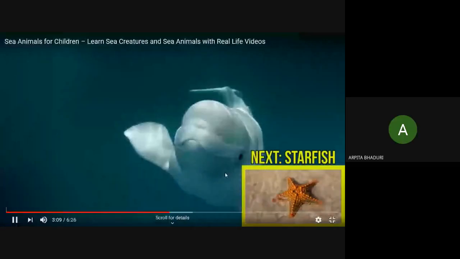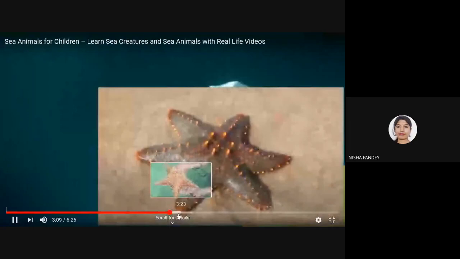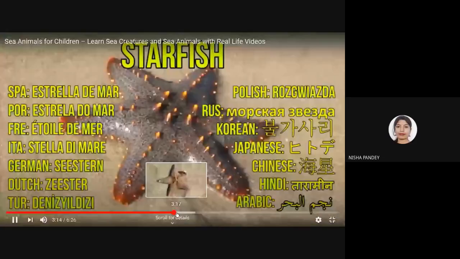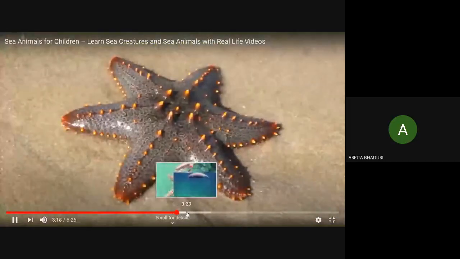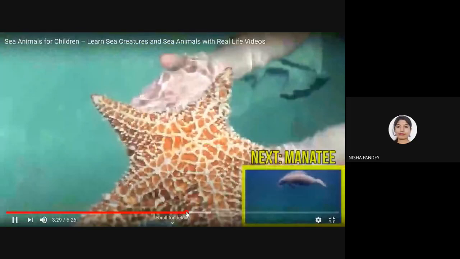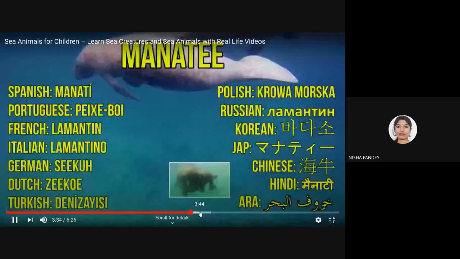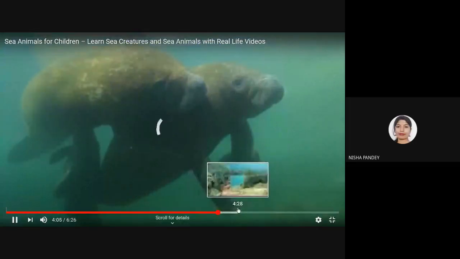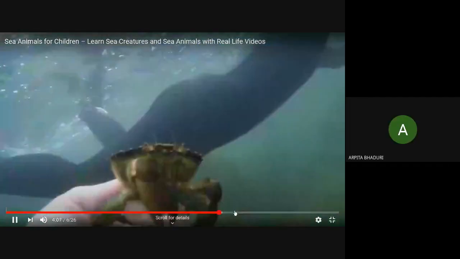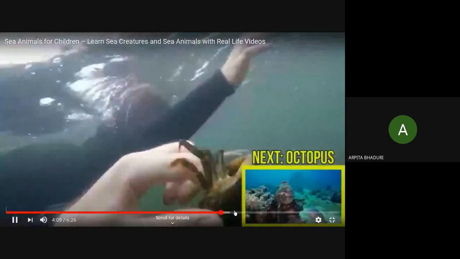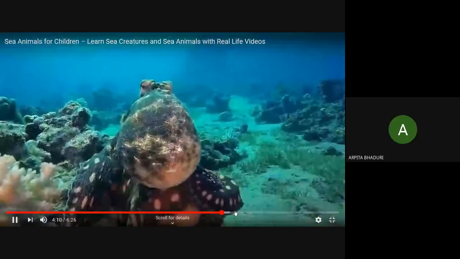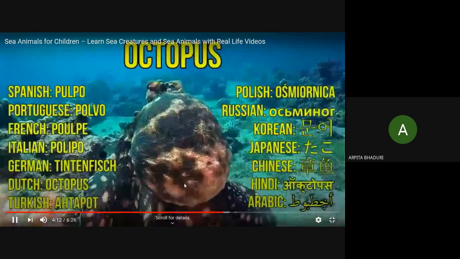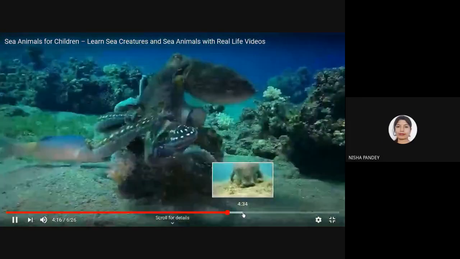Next, it is the starfish. See, it looks like a star. Next, it is the manatee. This is the crab. And now it is the octopus. Can you see the 8 arms it has? Yes, ma'am.